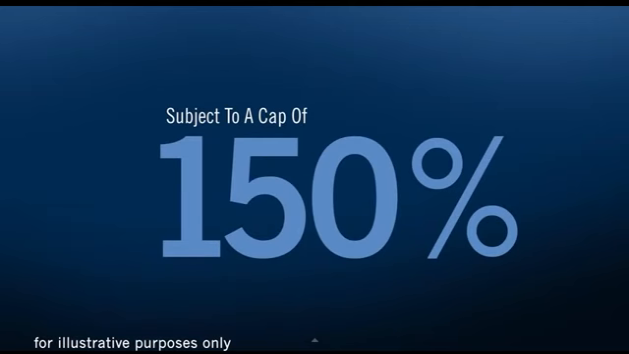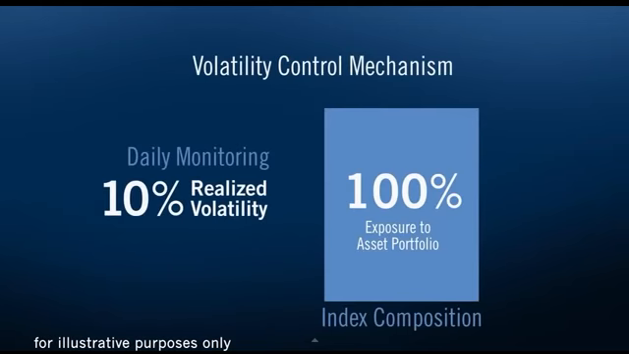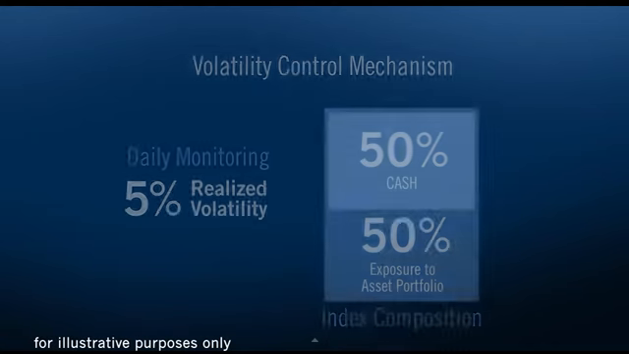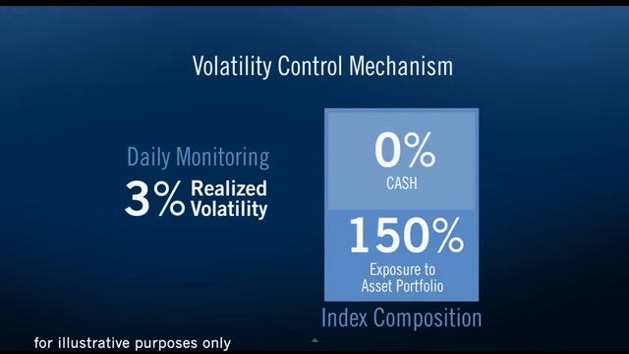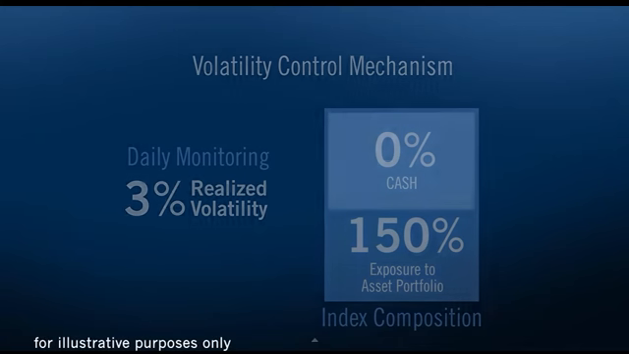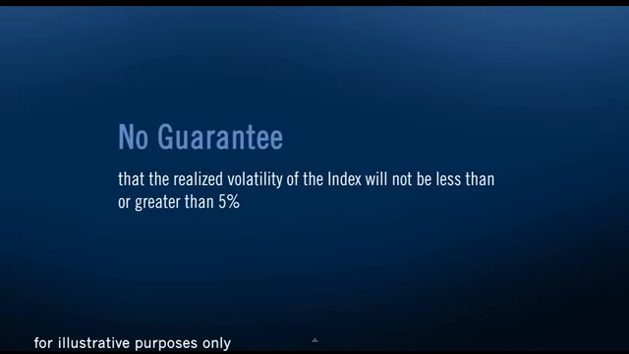As an example, if the realized volatility of the asset portfolio is 10%, then to get to our target volatility of 5%, MSDSI will allocate 50% to the asset portfolio and the remaining 50% to cash. If the volatility of the asset portfolio were to go down to 3%, then to get to our target volatility level of 5%, MSDSI can leverage its allocation to the asset portfolio, subject to a cap of 150%. It is important to note that while the rules target to achieve a volatility of 5%, there can be no guarantee that the realized volatility of the index will not be less than or greater than 5%.